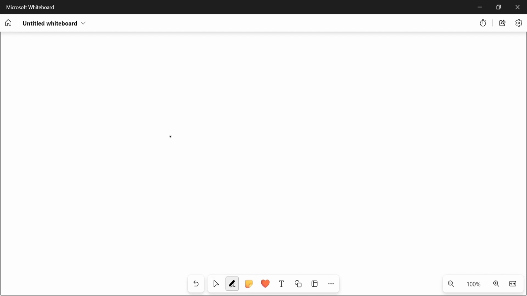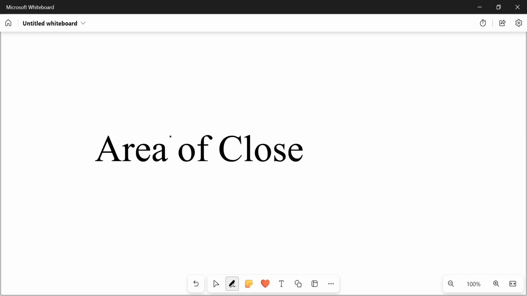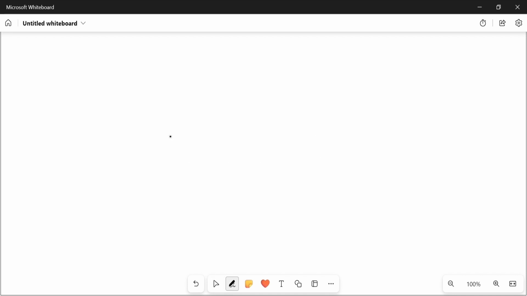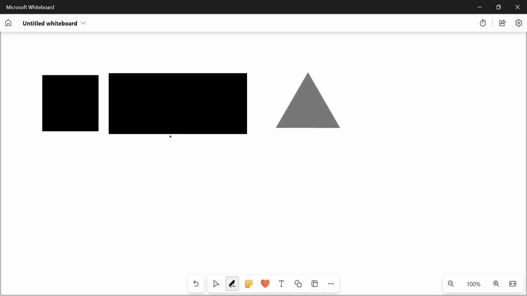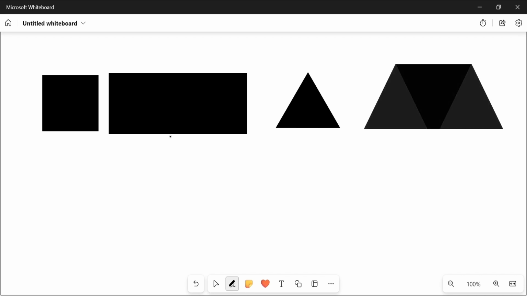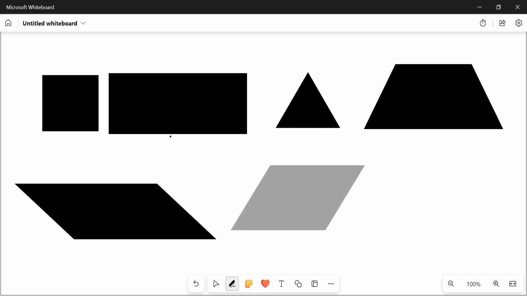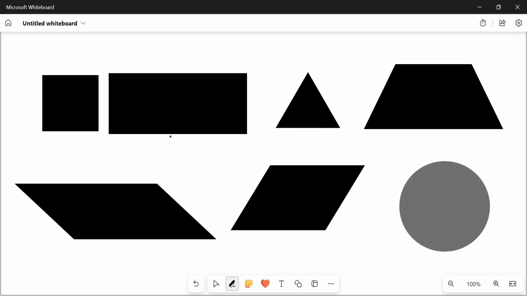Today we are going to see how to find the area of closed figures. Especially today we are going to see the geometrical figures like square, rectangle, triangle, trapezium, parallelogram, rhombus and circle.